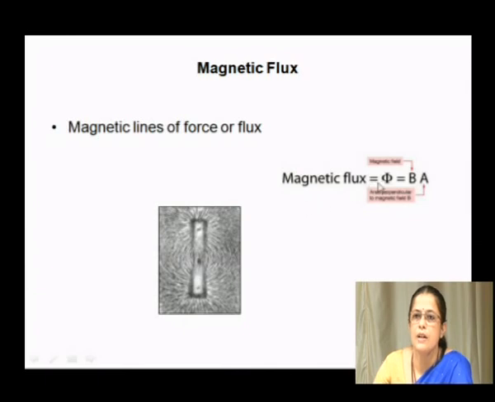Flux is given by the equation phi is equal to B into A, where phi represents the magnetic flux, which is the product of B and A, where B is the flux density and A is the area of cross section.